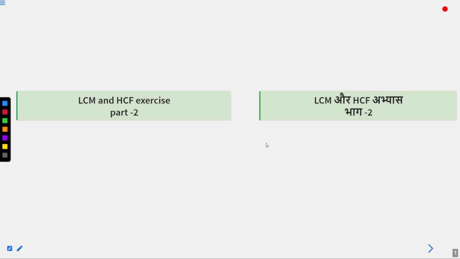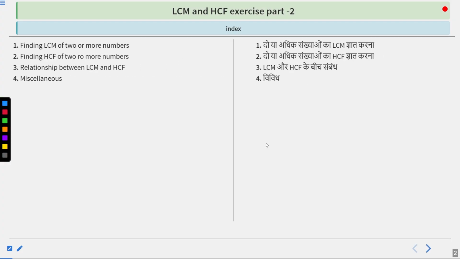Hello everyone, welcome to LCM and HCF exercise part 2. In this exercise, we are going to do questions based on finding LCM of two or more numbers, finding HCF of two or more numbers, what is the relationship between LCM and HCF, and then we will do the miscellaneous questions.